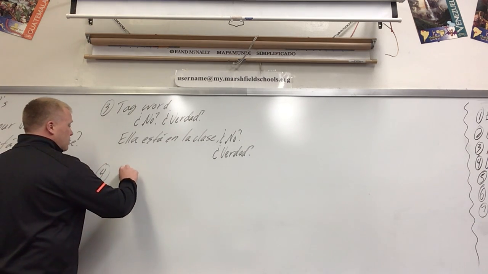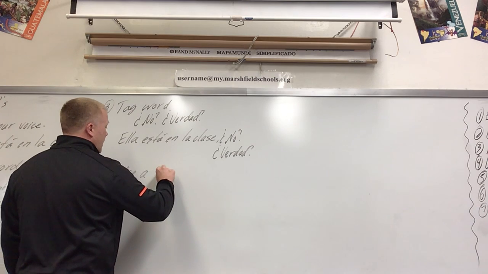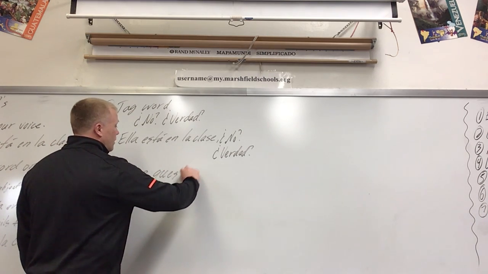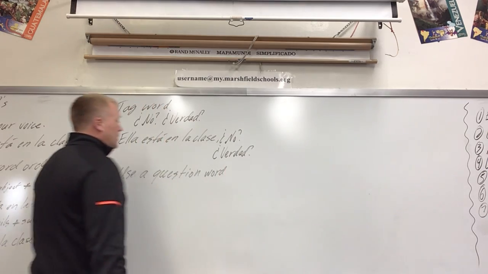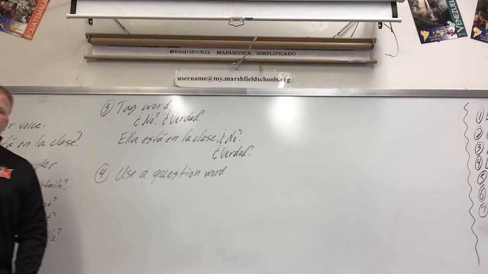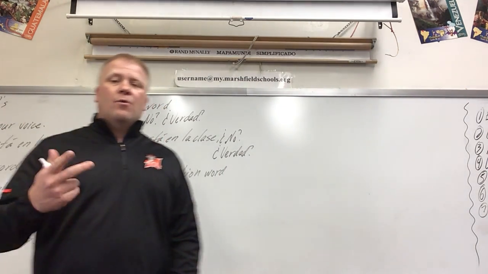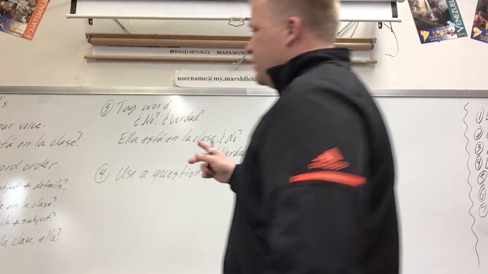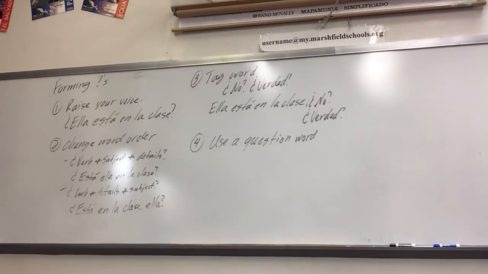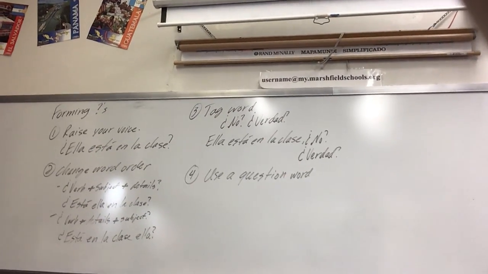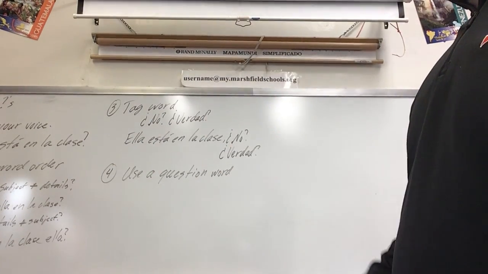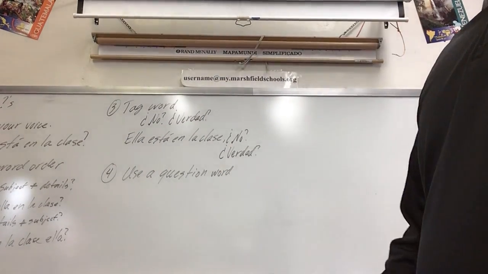The fourth way is to use a question word. I'm going to put a list of question words here. Now when you have a question word, it's asking something like who, what, where, when, why, how. Notice these other 3 that we had. Raise your voice, that could be answered yes or no. Is she in class? Yes, no. Number 2, change word order, that's a yes or no answer. The third way, a tag question, that's a yes or no thing.